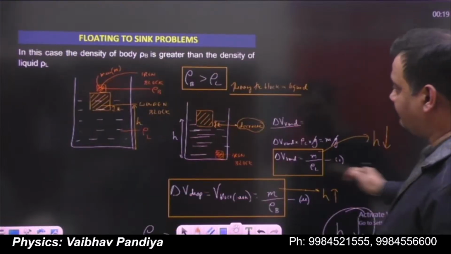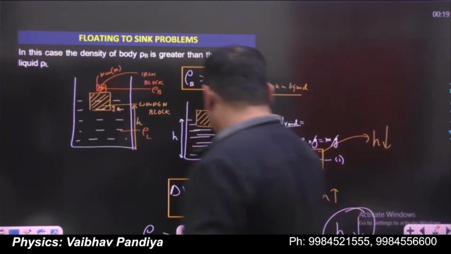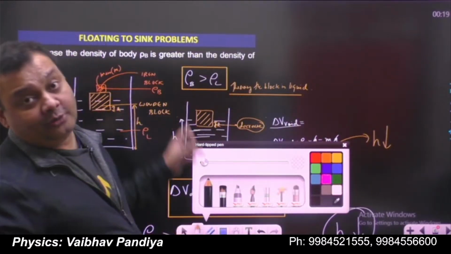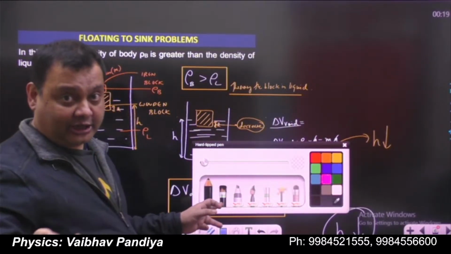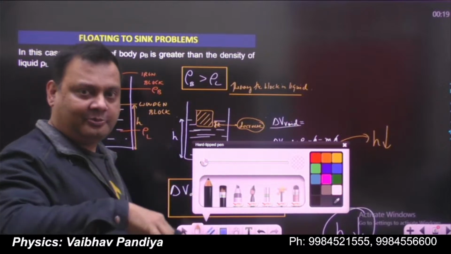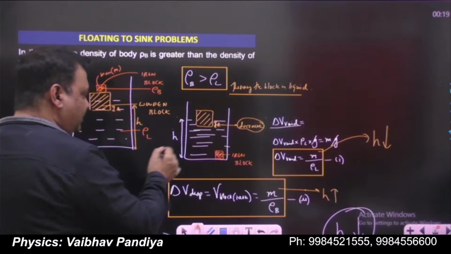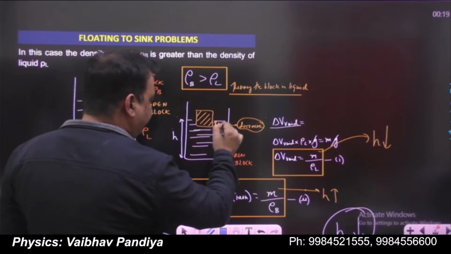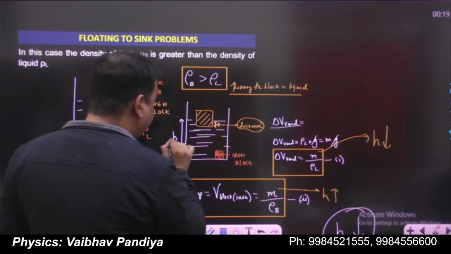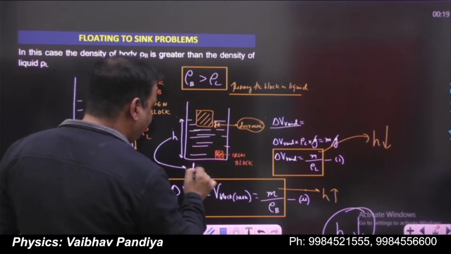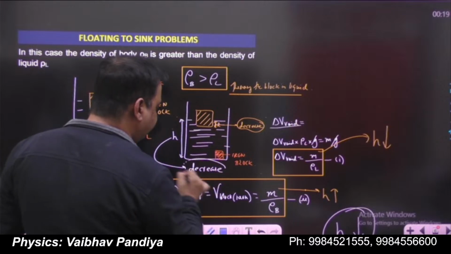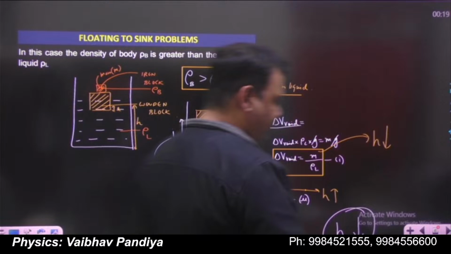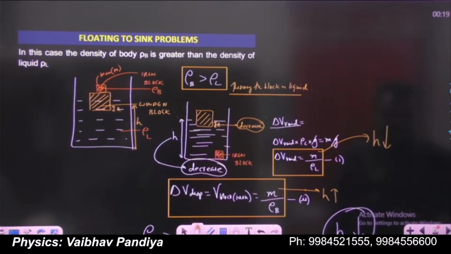So whenever we have a problem like this, there is some object on the floating object. The density of the object is more than the density of the liquid, which will make the object sink in the liquid. And when you throw the same object in the same container, L will decrease, and H will also decrease. Okay, both the parameters will decrease. So this is something like a floating to sinking problem.